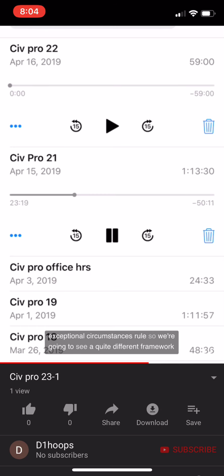So we're going to see a quite different framework when we cover the next case, which is the Chiquita Banana case. Most of you, I would think, feel it's pretty fair if your emotional state is at the heart of the lawsuit, that the other side should have information to that report. Does anyone say no, they shouldn't?